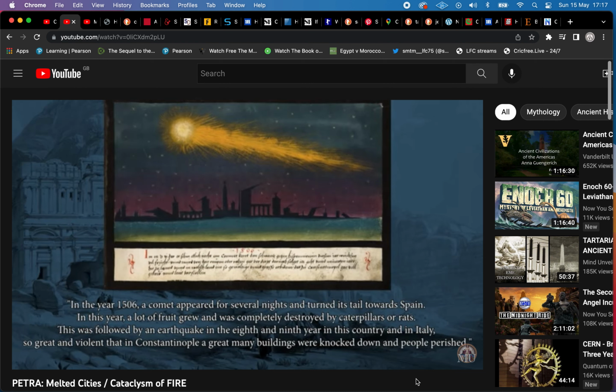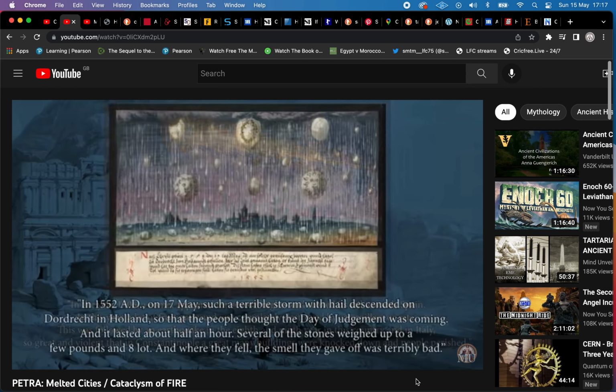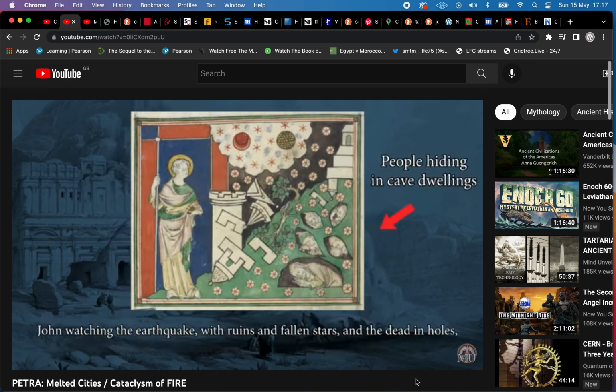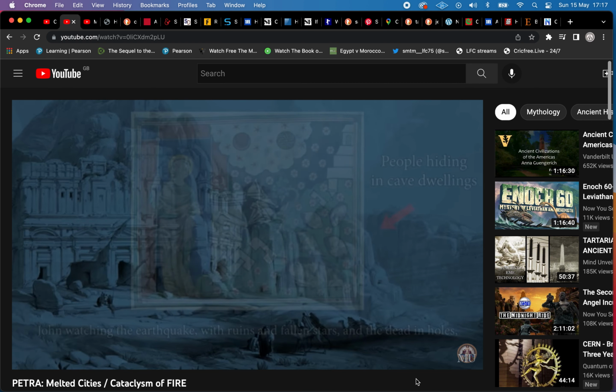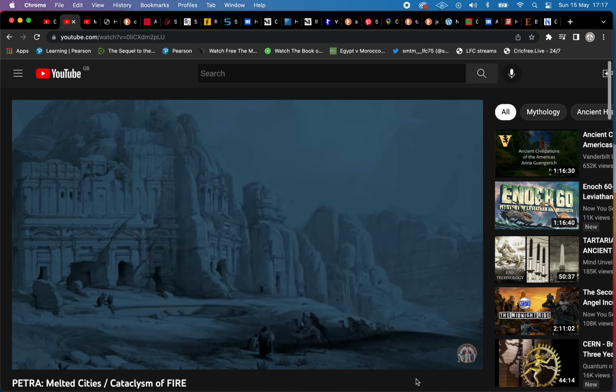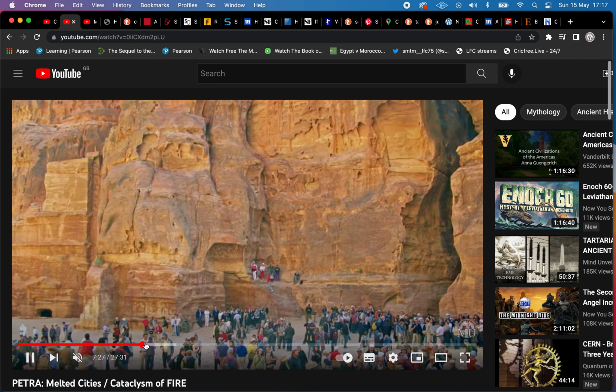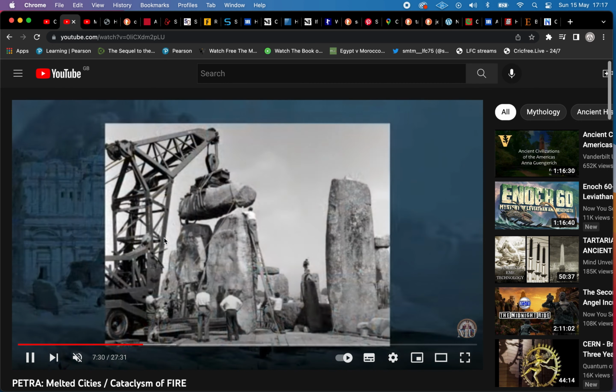So Spain looks like it's melted down in this image here in 1506. The comet came down and melted Spain, possibly. Was it a second sun? Just don't know. Just pretty open to ideas, to be honest. People hiding in cave dwellings in this one. And then just giant scale.